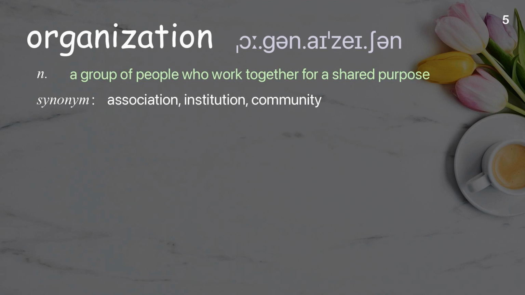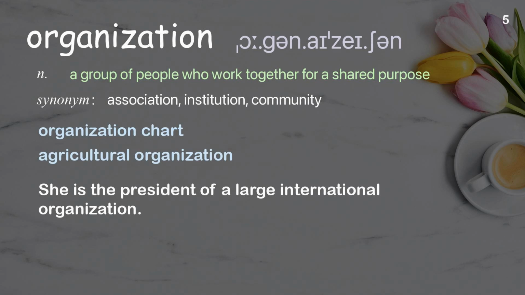Organization. A group of people who work together for a shared purpose. Examples: organization chart. Agricultural organization. She is the president of a large international organization.